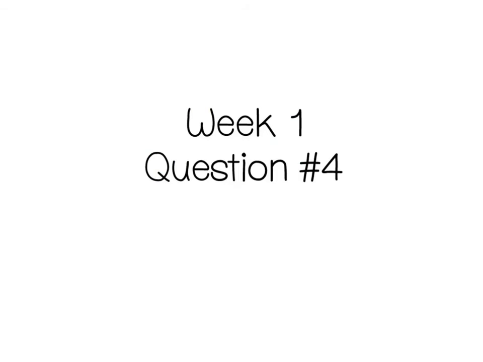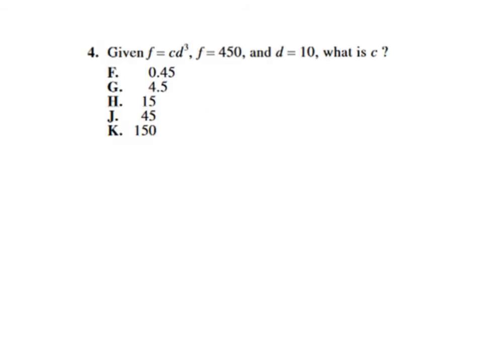Week 1, question number 4. For this question, we're going to do just purely substitution with the information that we know. We know that F is 450, so we're going to substitute that in. So we're going to have 450 to equal, we're trying to figure out what C is, so C will stay that variable. And then we're going to take the 10 and substitute that in for D. So I have to take that 10 and then cube it.